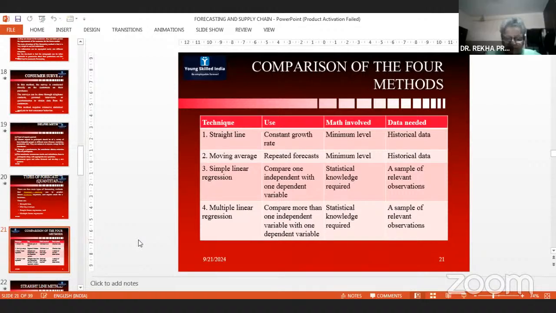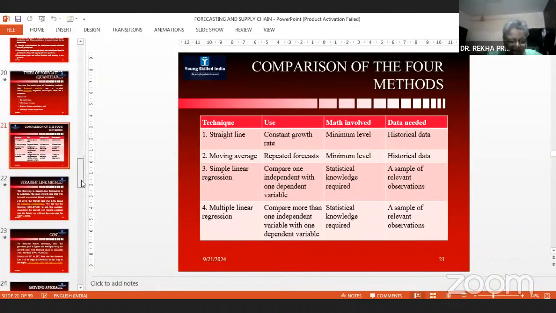Technique: simple linear regression. Use: compare one independent with one dependent variable. Math involved: statistical knowledge required. Data needed: a sample of relevant observations. Technique: multiple linear regression. Use: compare more than one independent variable with one dependent variable. Math involved: statistical knowledge required. Data needed: a sample of relevant observations. So these are the four types.